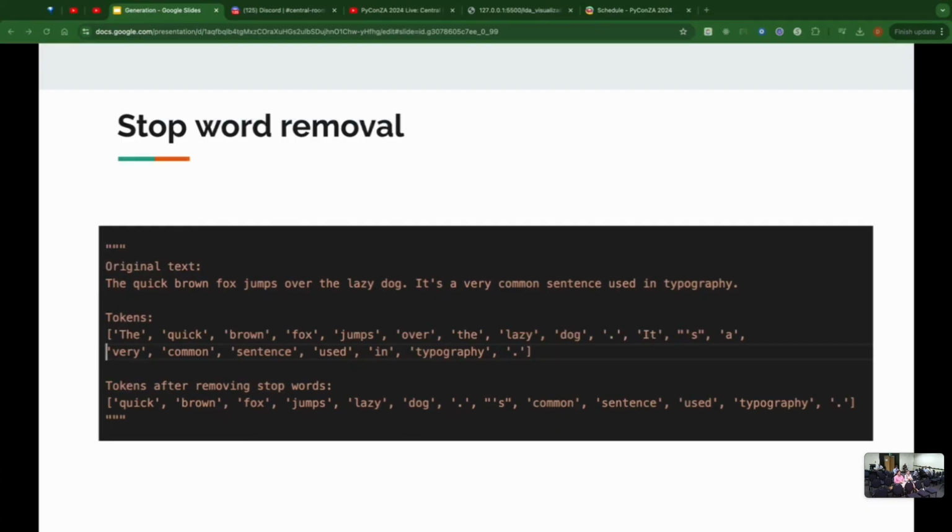Now this is the stop word removal. We have this original text, and after tokenization, this is how it would look in the form of a list. Once we remove the stop words, this is the resultant list. Again, we see some punctuation marks here and there, which can be removed through some libraries.